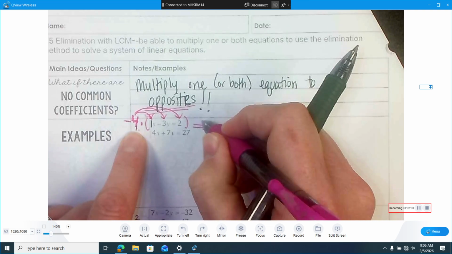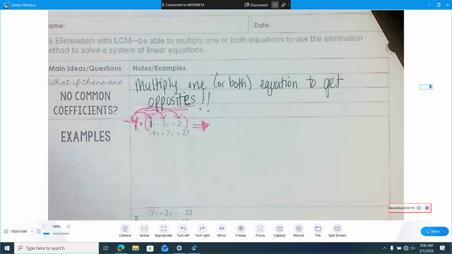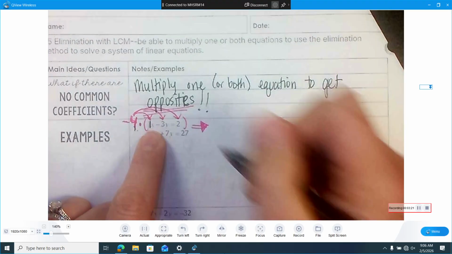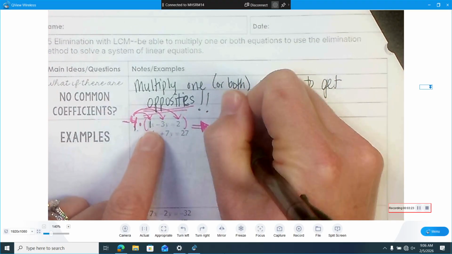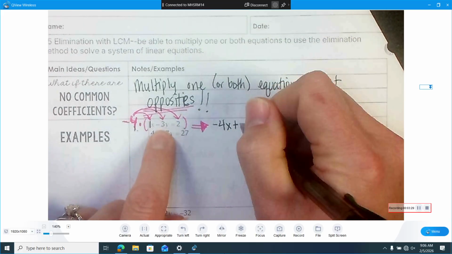So let's see what happens. I'm going to multiply that top equation by negative 4, and I'm not going to change the bottom equation. Remember, when you're multiplying, the biggest mistake people make is not multiplying everything, okay? So that's going to be the trick here. Negative 4 times 1x is negative 4x. And negative 4 times negative 3y becomes positive 12y.